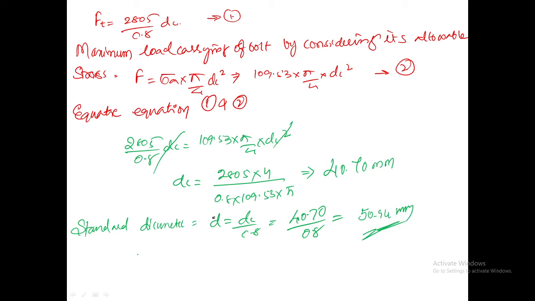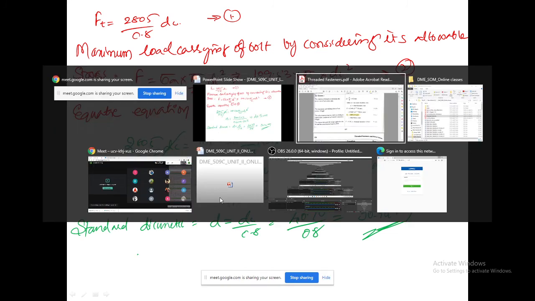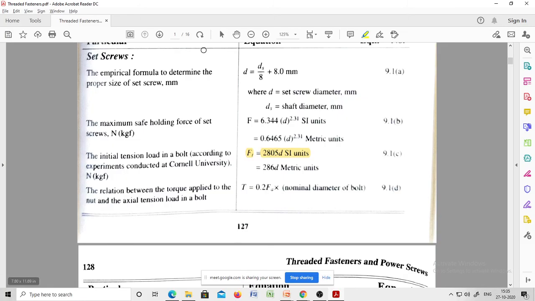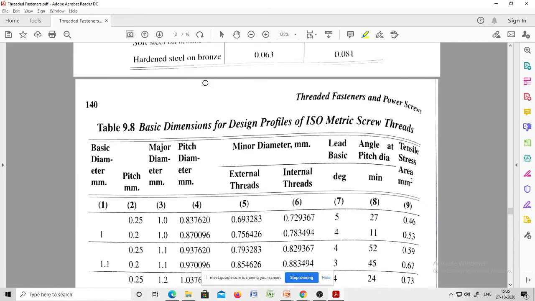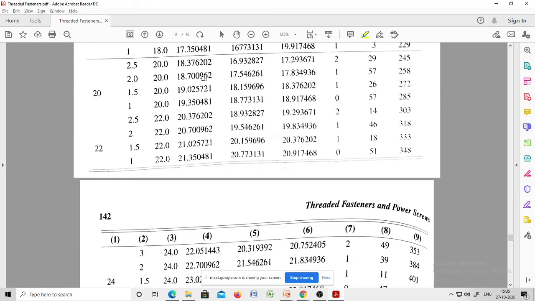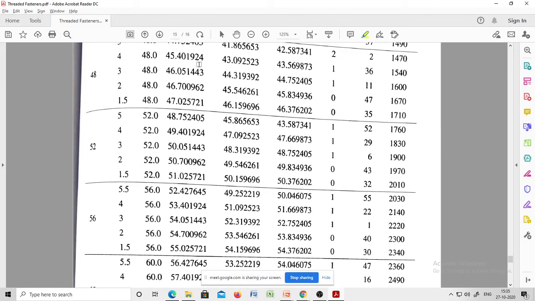So 50.94 mm is not possible, so you may get 52 mm. Again you can calculate based on cross sectional area also. If you go for cross sectional area, you are going to get the standard dimension, that is the nominal diameter as well as pitch.